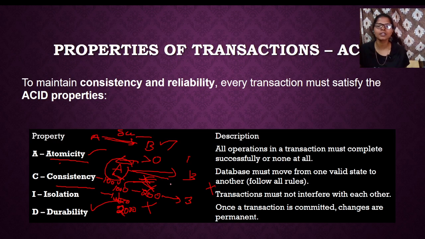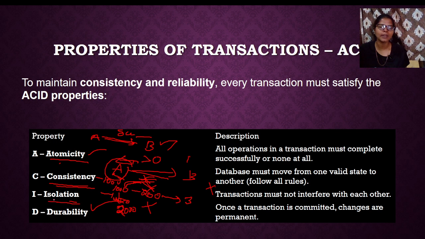Such kinds of rules are in the database, and each transaction must follow them. If A is trying to send more than the account balance, it has to give a message called insufficient balance. If the balance is insufficient, it cannot send the amount to B's account, right? So that is considered consistency. We need to follow some rules to debit the amount from A and send it to B.